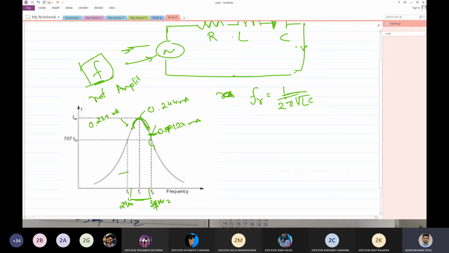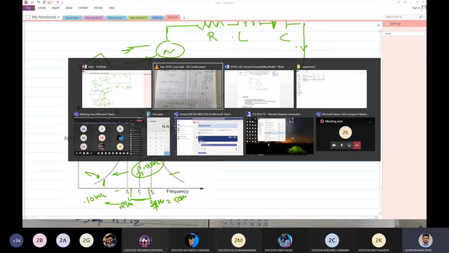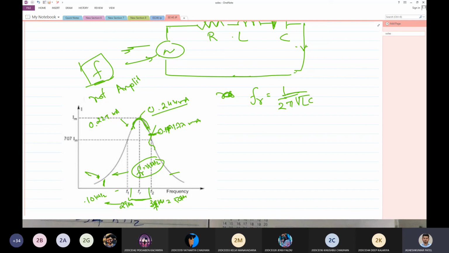But if you take a wide range, like if I go below this 29 and take a reading somewhere around 10 kilohertz and here around 50 kilohertz, in that case I'll get a very low current. But the point is we want to check what happens when the frequency is at resonance, and that frequency was 34 kilohertz in our case. We found that the maximum reading was at 34 kilohertz itself. All the other frequencies were getting somewhat lesser currents.